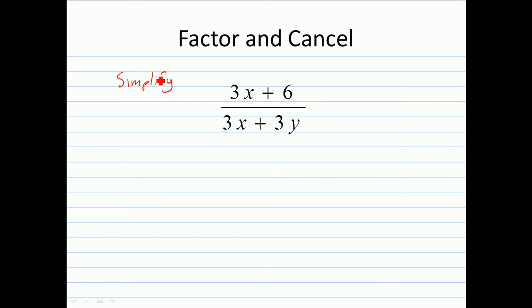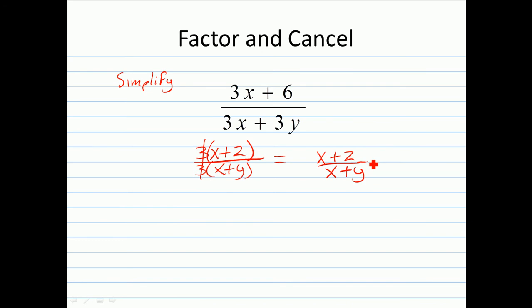First thing, you factor the numerators, factor the denominators. If you factor the numerator, you're going to end up with 3 times x plus 2. In the denominator, you can factor out a 3. You'll end up with x plus y, right? And since you have a 3 and a 3 here, you can cross out those 3's, and what you're left with is x plus 2 over x plus y. And it is fully simplified.